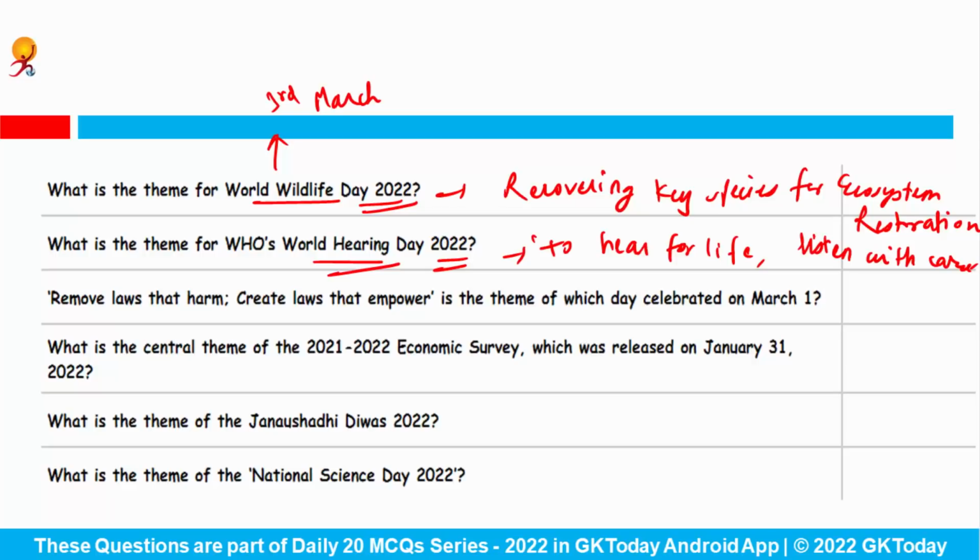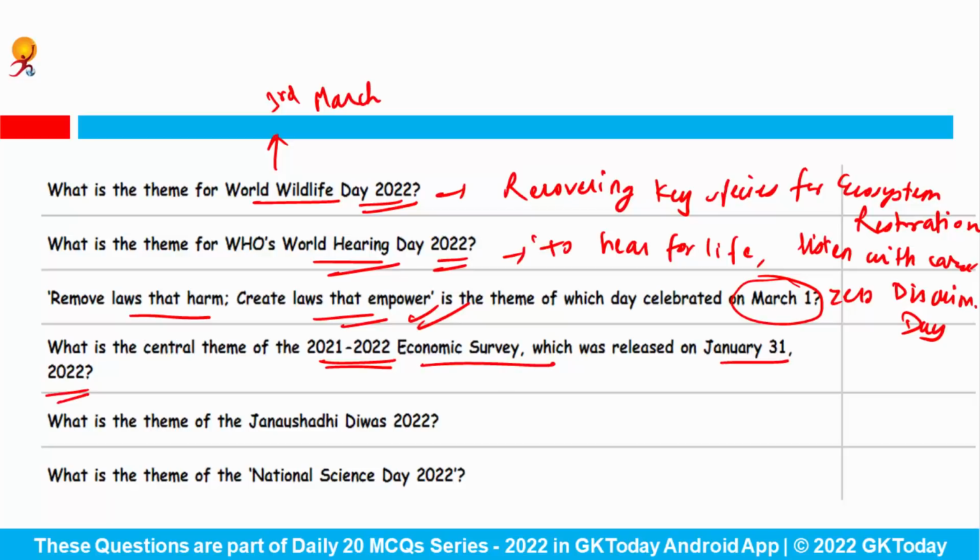Now next question, remove laws that harm, create laws that empower is the theme of which day celebrated on 1st of March? Do remember that on 1st of March we celebrate Zero Discrimination Day. And the theme for this year was remove laws that harm, create laws that empower. What is the central theme of the 2021-22 Economic Survey, which was released on 31st of January 2022? So the theme was Agile Approach.